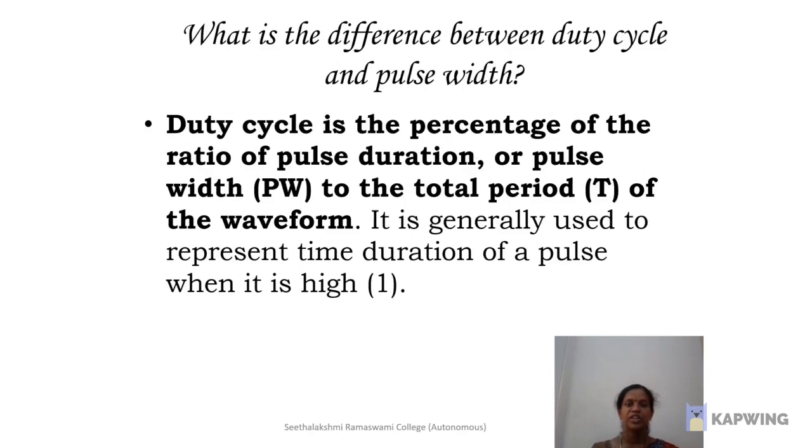The major difference between duty cycle and pulse width: duty cycle is the percentage of the ratio of pulse duration or pulse width to the total period of the waveform. It is generally used to represent the time duration of the pulse when it is in high state.